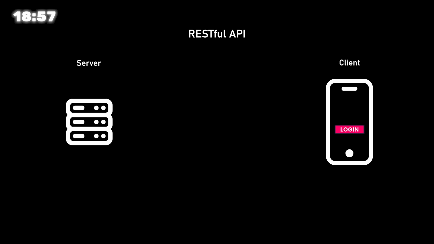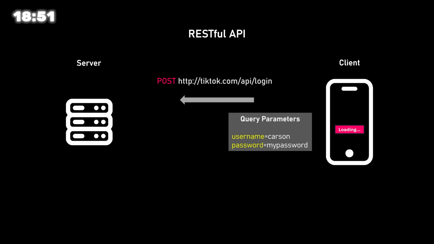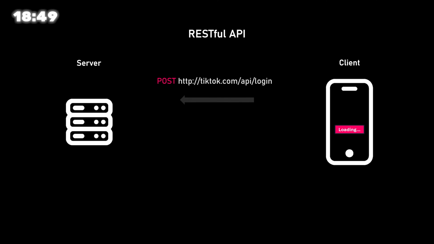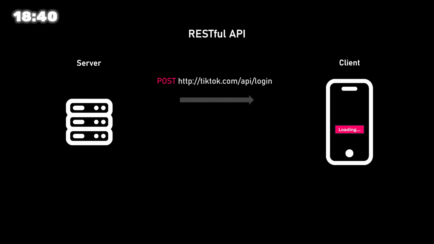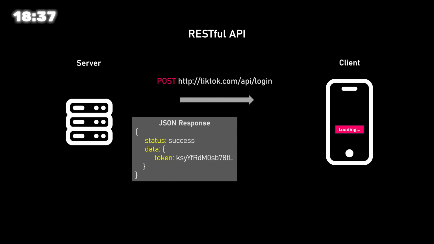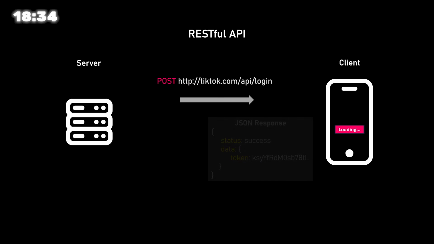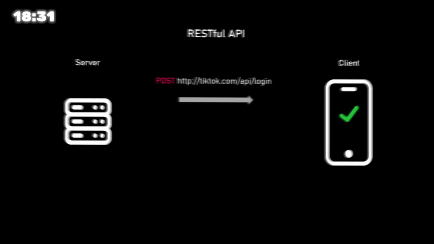When a user attempts to log in, the front end will send their credentials to the API endpoint /api/login, where the back end will check if a matching user exists. If valid, it will respond with a success message and return an authentication token, which the client must include in future requests to access protected features.